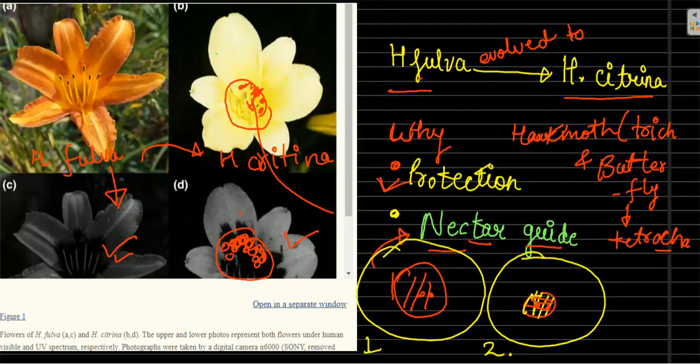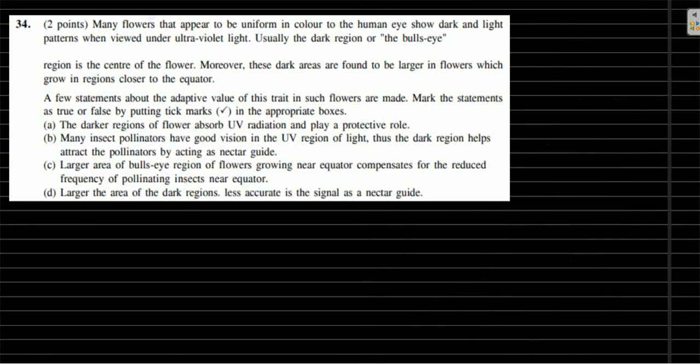Now next, let me take the questions, and it will clear more doubts. Many flowers that appear uniform in color to the human eye show dark and light patterns when viewed under ultraviolet light. Usually the dark regions are the bullae, in the center of the flower, as I have already told. Moreover, these dark regions are found to be larger in flowers which grow closer to the equator. Why closer to the equator? Because maximum sunlight falls at the equator, so maximum UV rays will also be near the equator. Then plants have evolved this mechanism mainly near the equator.